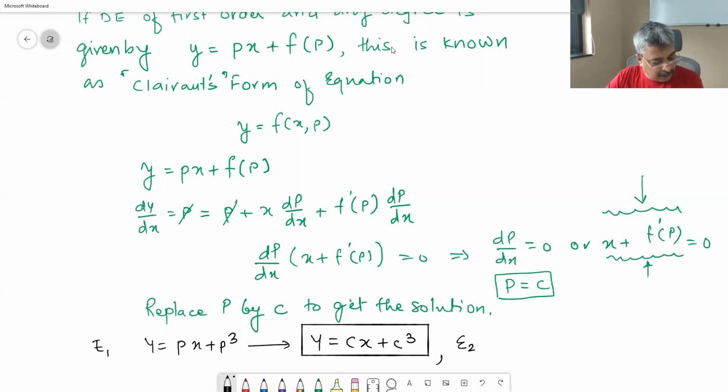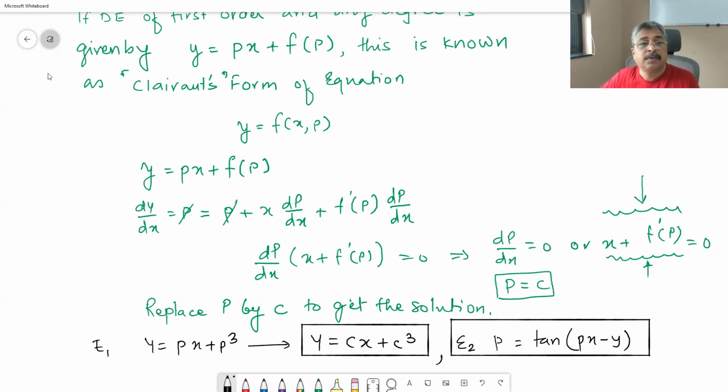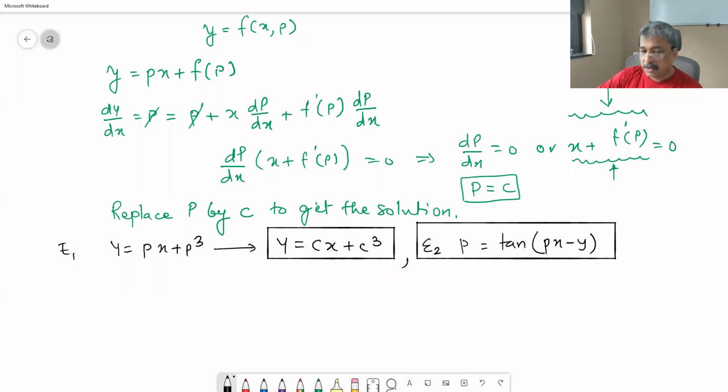Suppose another example is p is equal to tan px minus y. Okay, you may solve this. Answer for this is y is equal to cx minus tan inverse c. So if you could identify that it is Clairaut's form, then replacing p by c is going to give you the answer, and it's a very, very famous and favorite type of differential equation as far as students are concerned.